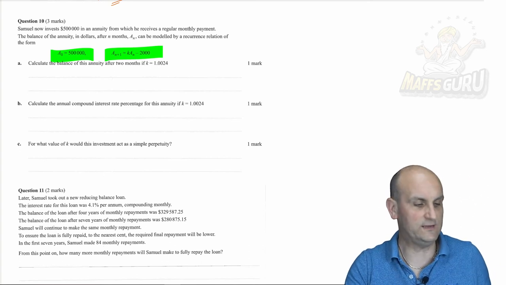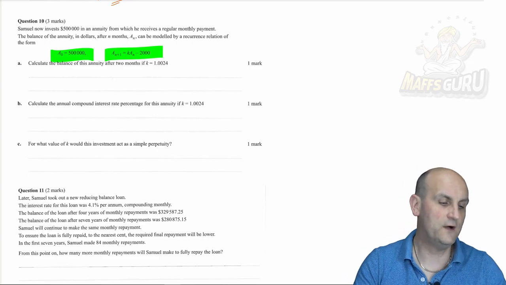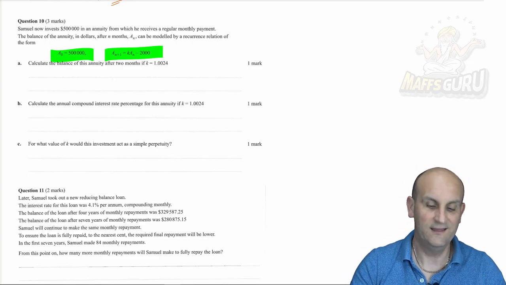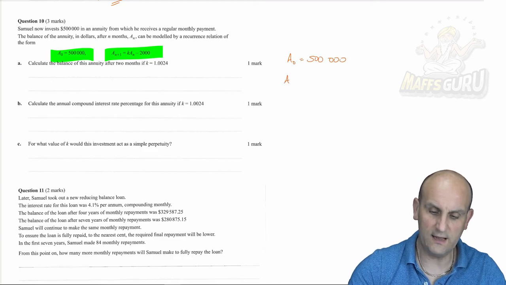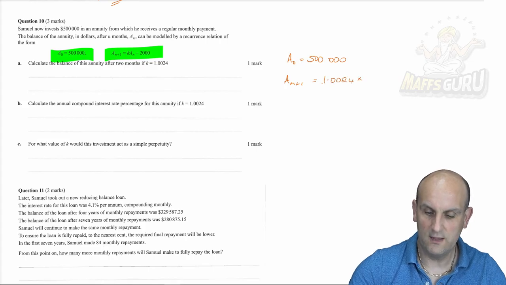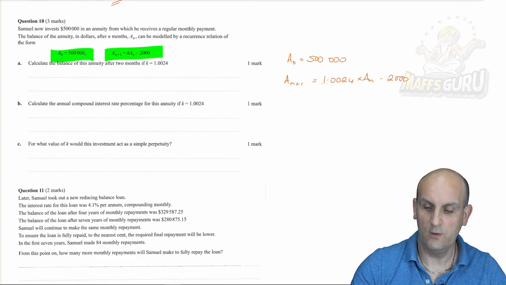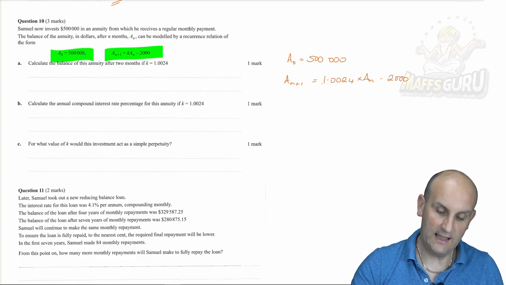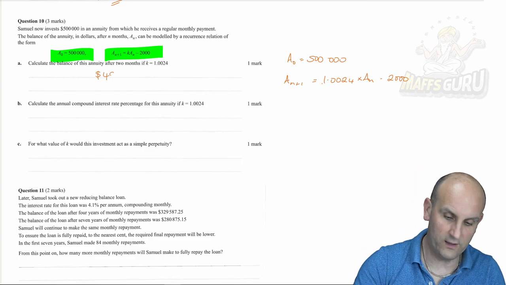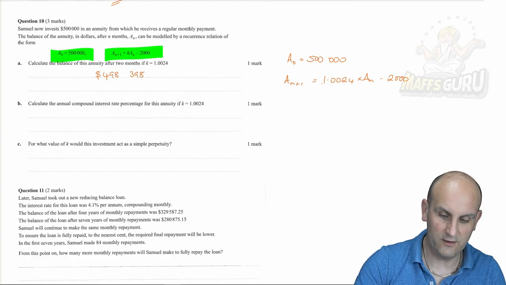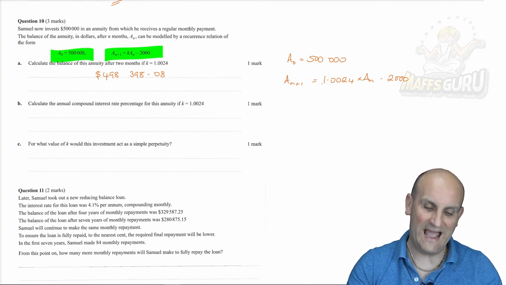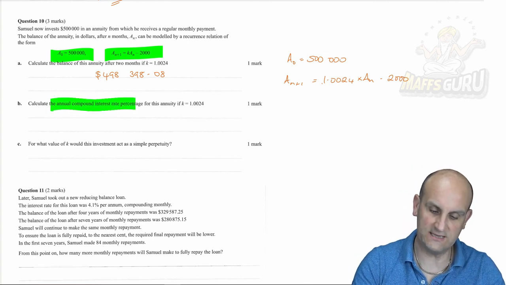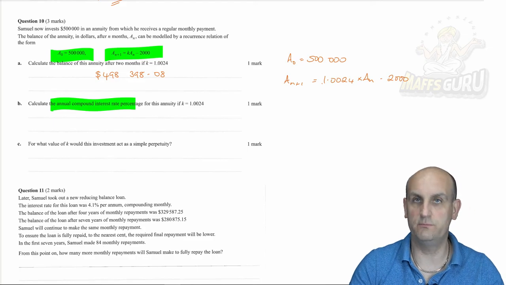To be able to spend. Calculate the balance of the annuity after 2 months if K equals that. Again, I put it into my sequences section, 500,000. We now know that A of N plus 1 is K, which is 1.0024 times A of N minus 2,000. When I put that into my sequences section, out comes the fabulous value of $498,398.08.